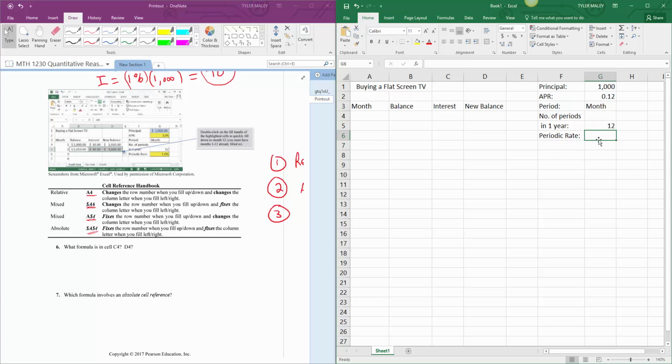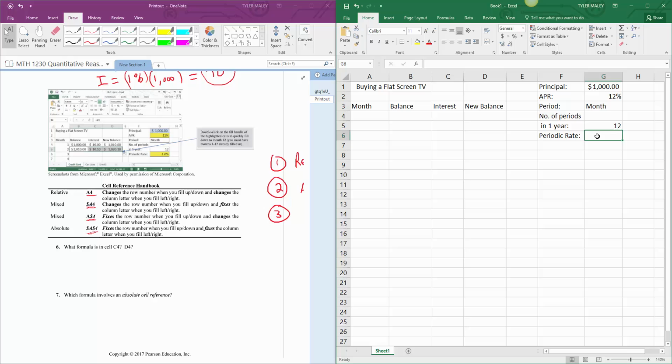This is formatted as currency, so I can go up here and hit the dollar sign to format that as currency. And then this is formatted as a percent, so I can come up here and hit the percent sign to format that as percent, and then it looks like we're in good shape.